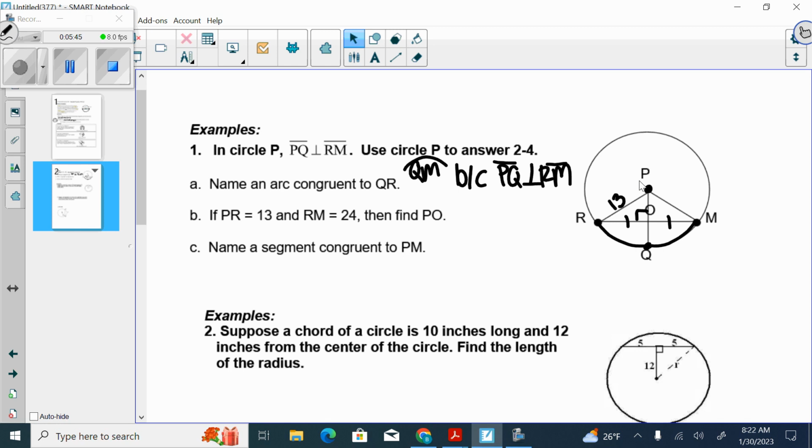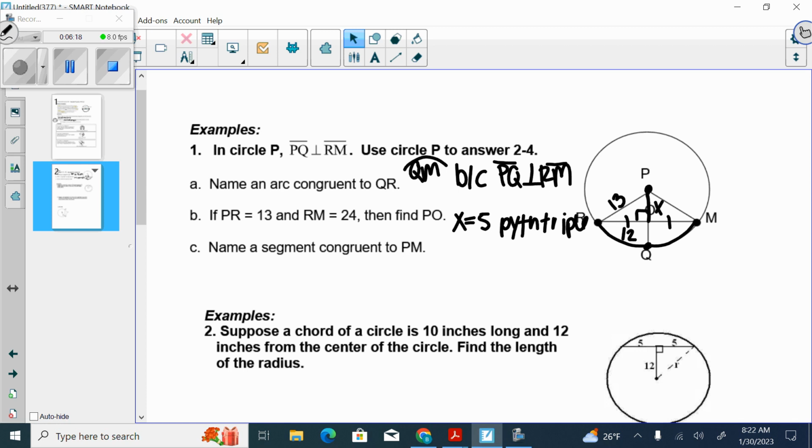Okay. B says if PR is 13, so this little segment here has a length of 13, RM is 24. So this whole line is 24, then what's each section there? 12. They want us to find the length of PO, this little line segment here. So how could we maybe find that missing side there? Right, Pythagorean theorem. And we could use Pythagorean theorem, but this is also one of our triples. Can somebody tell me what that missing side should be? Good. So x equals 5 because this is a Pythagorean triple.